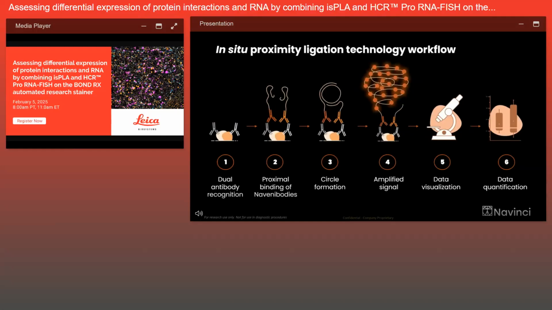So you can see here on step 4, we have fluorophores that are bound. And there are many, many fluorophores bound to this DNA. So as opposed to IF, where you don't have that amplification, in situ proximity ligation assay gives you an amplified signal. So this can make it easier to detect low abundant interactions or proteins. This signal is visualized on a standard microscope or scanner, and the signal is also quantifiable using various methods.